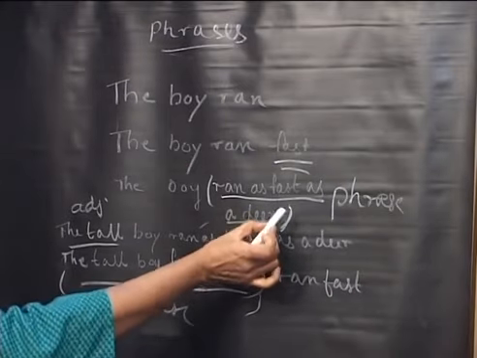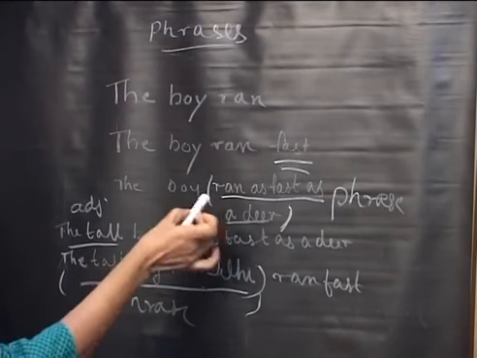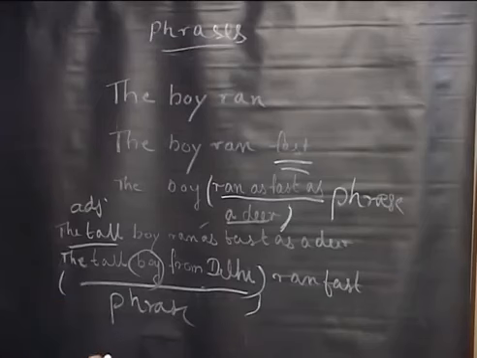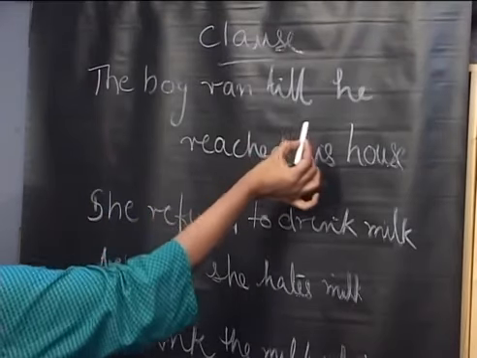Here it is giving extra information about the way the boy ran, meaning about the verb. So, it is an adverbial phrase, while these words are giving extra information about the boy, that is, they are an adjectival phrase. Now, coming to the definition of phrases, phrases are a group of words that can do the function of an adjective or an adverb. In short, they will give you more information about a subject or about the way an action is done.